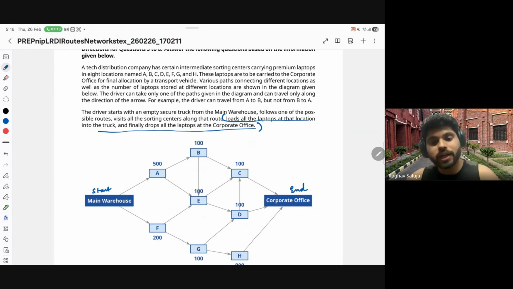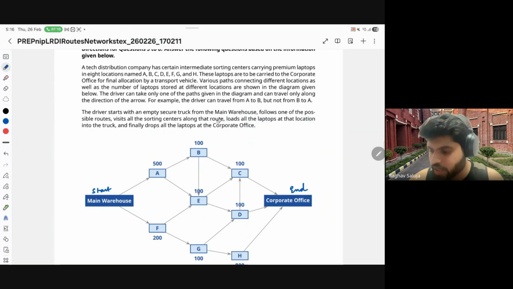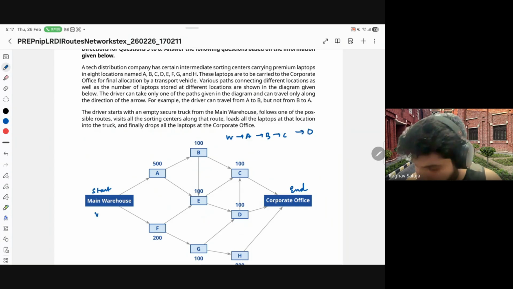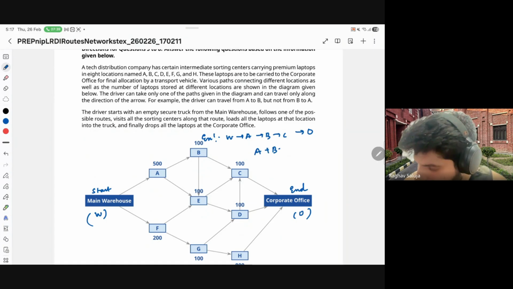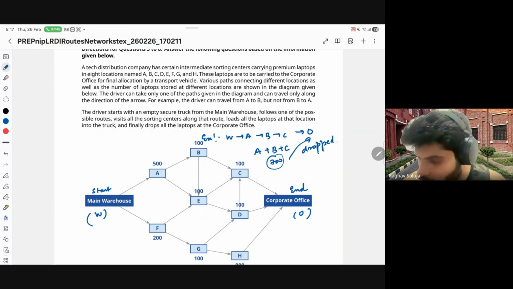This means he doesn't drop anything until the corporate office. So I'll give you an example. If my route is A to B to C to office, let's say I call the warehouse W and the office O. So if my route is this, it's an example. It means the total laptops that will be carried are whatever values are written on A plus B plus C: 500 plus 100 plus 100, that is 700, and 700 laptops will be dropped to the office. This is what it means. Warehouse contributes 0. Office also contributes 0.